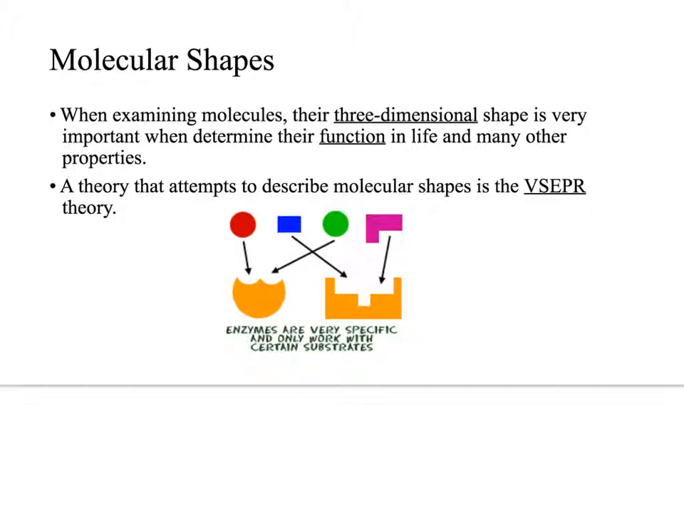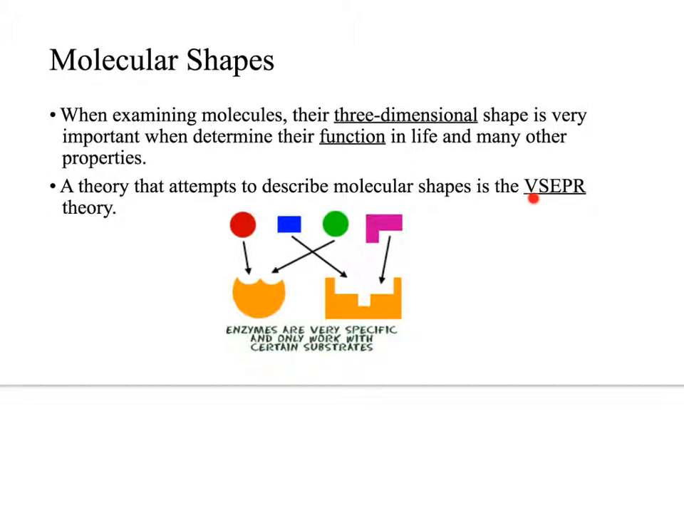We need that to determine their function in life and really many other properties. For example, when you're looking at enzymes, I believe in biology, I haven't taught that in a while, these molecules, they're called substrates, I don't remember, they can only fit in certain molecules. They cannot just happen to fit in some other enzyme. It will not work. So a theory that attempts to describe molecular shapes is called the VSEPR theory.